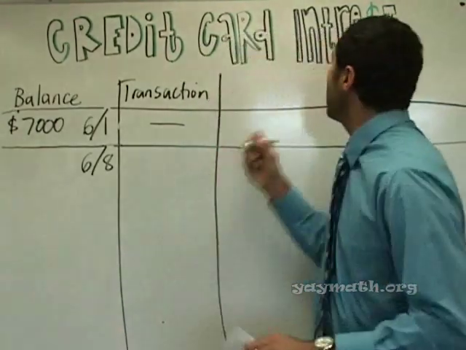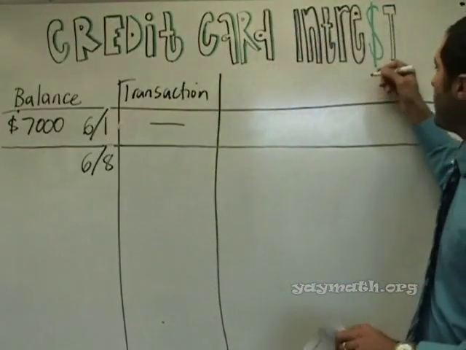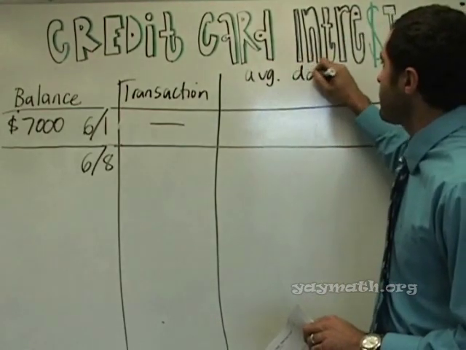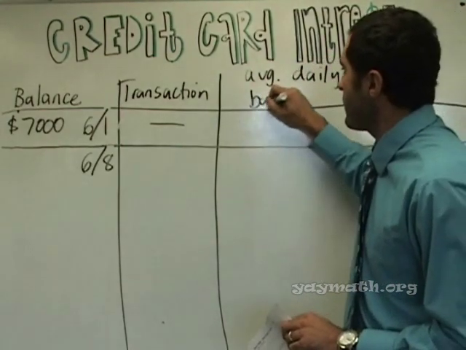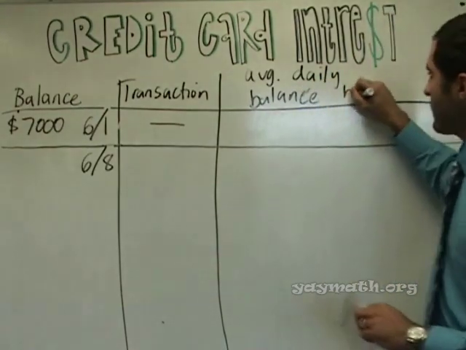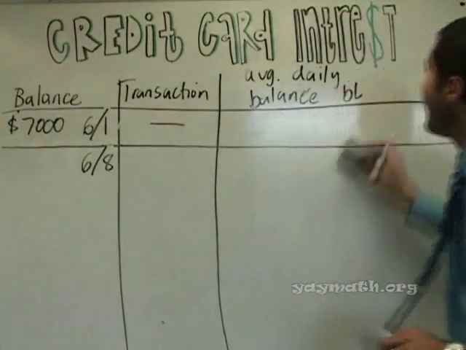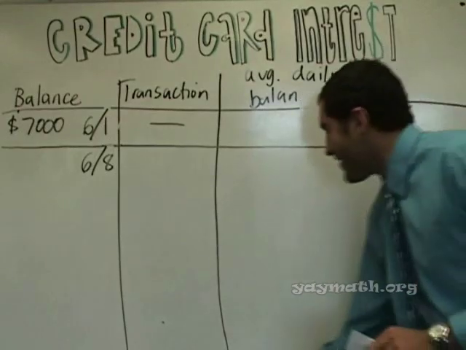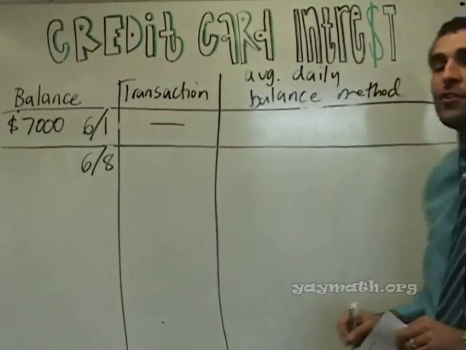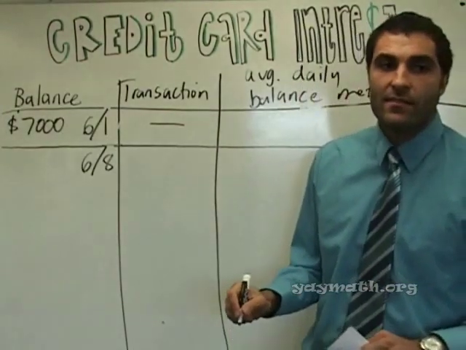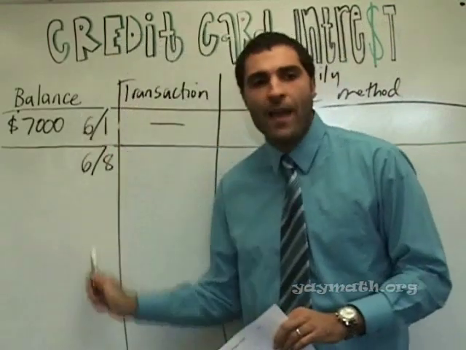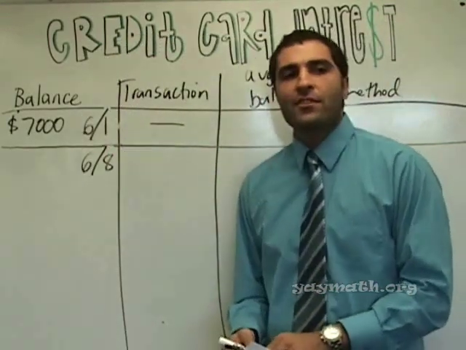And that method, which is actually on your paper, is called the average daily balance method. In other words, how much do you owe on average per day? Yes. So you're already owing $7,000, but what if now we start to do some transactions?